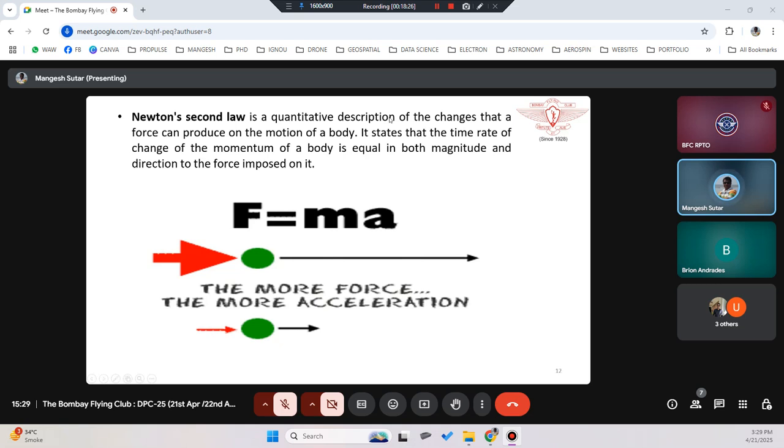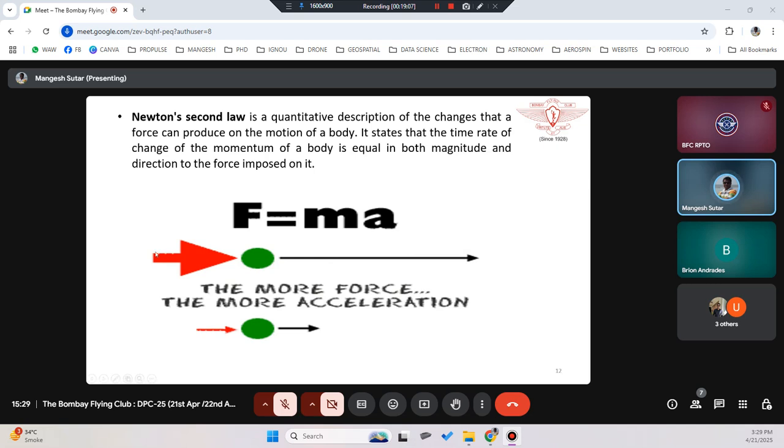The second law is a quantitative description of the change of force. For example, I send a satellite, but after some time I want to change its path. Like you might have seen the Chandrayaan 3 motions: initially the spacecraft was rotating around the earth, and after some time they gave some thrust, and then it went towards the moon and was captured by lunar gravity, and then it started rotating around the moon. After some time again, there are small tiny rocket engines which give the thrust, and that thrust gives you the motion or the direction that is required.